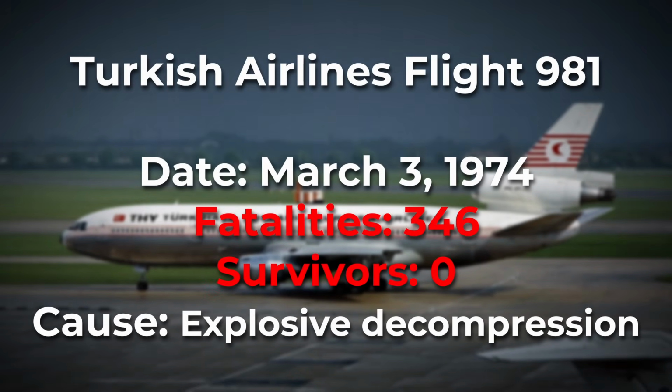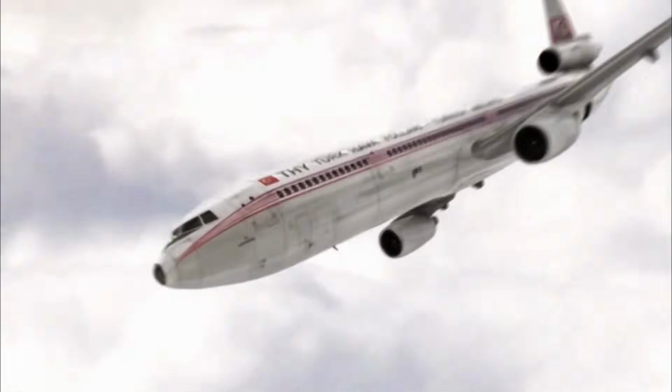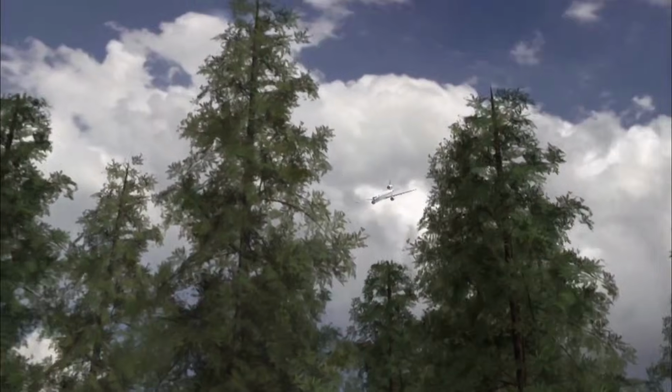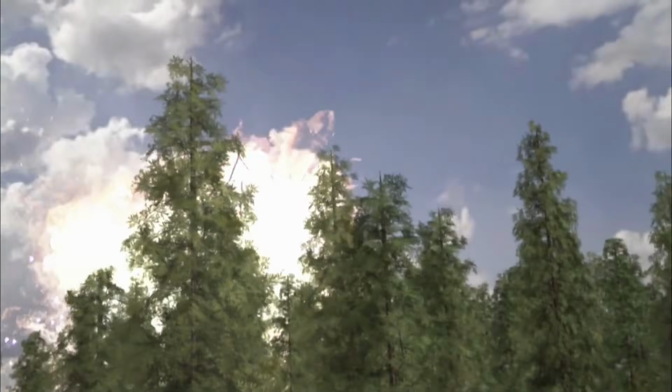Now we arrived at the top 5 with Turkish Airlines Flight 981. The plane crashed due to a cargo door failure caused by an aircraft design flaw leading to explosive decompression, destruction of control systems and loss of control. It remained the deadliest single aircraft accident until the crash of Japan Airlines Flight 123 on the 12th of August 1985.